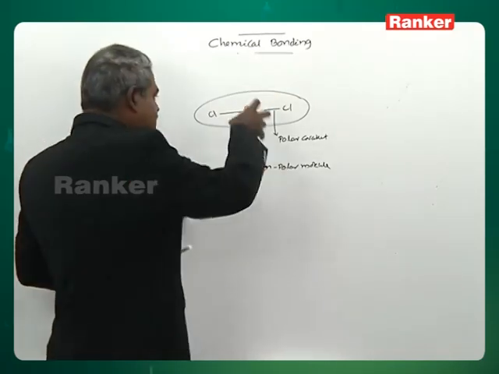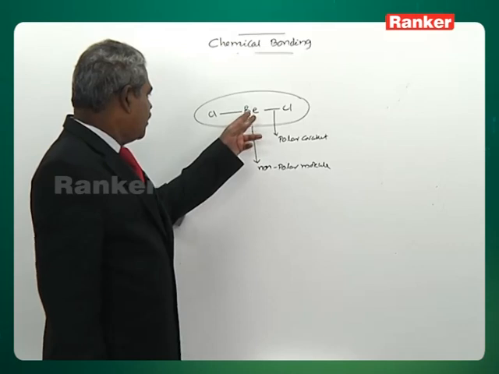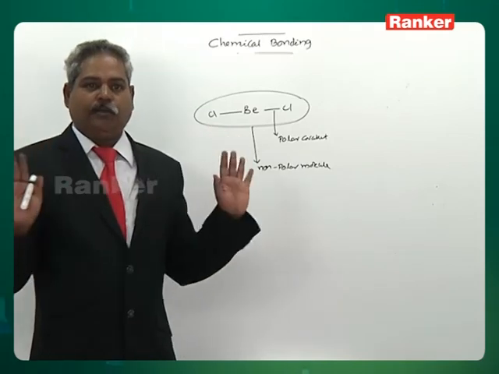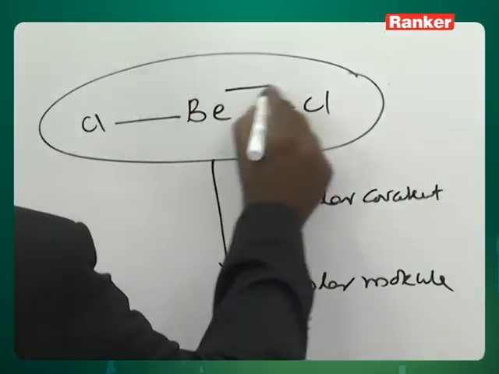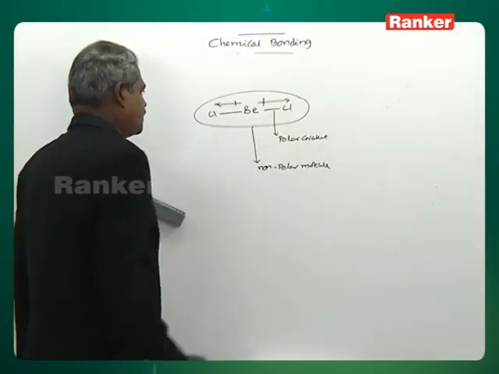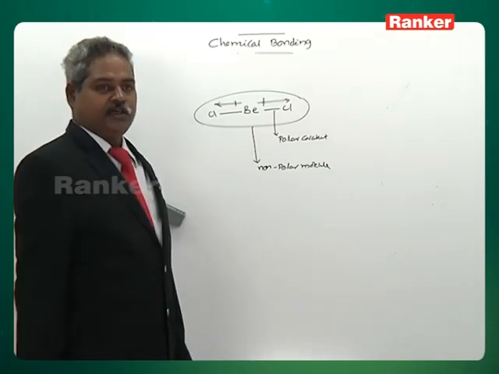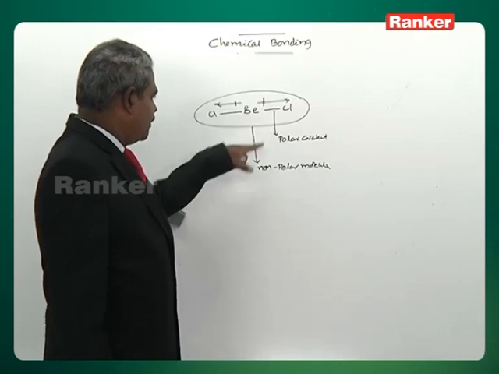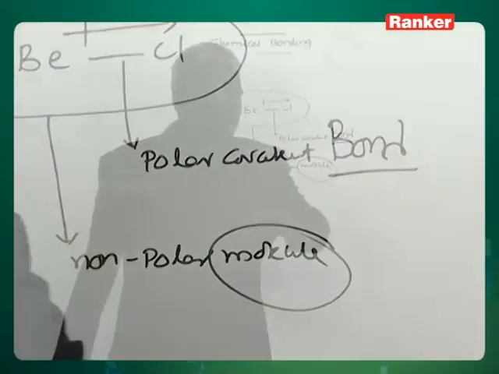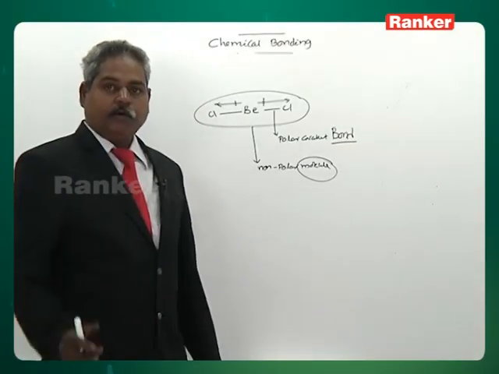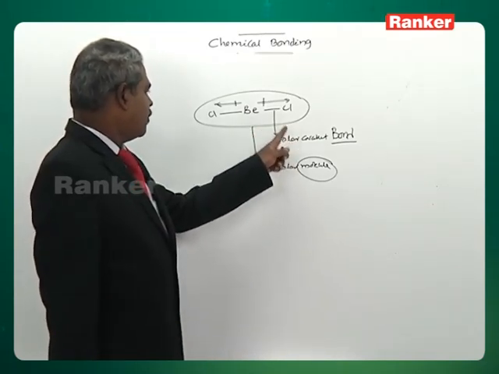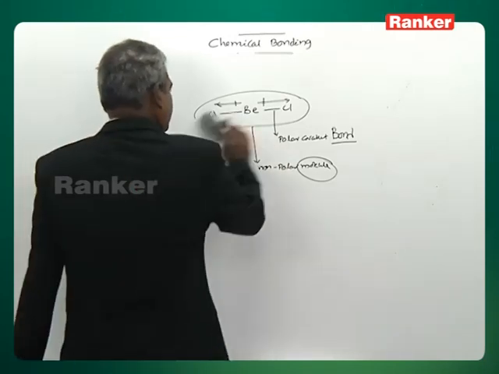So there are differences inside. There is a difference of opinion between beryllium and chlorine. But as a molecule, as a whole, it is calm, because the dipole moments cancel each other. Whatever dipole moment acts in one direction towards the more electronegative atom, they cancel each other. So there is polarity in the bond, a polar covalent bond, but this is a non-polar molecule. Okay? A molecule with polar covalent bonds, but non-polar. Polar bonds, non-polar molecule. Okay, that's it.